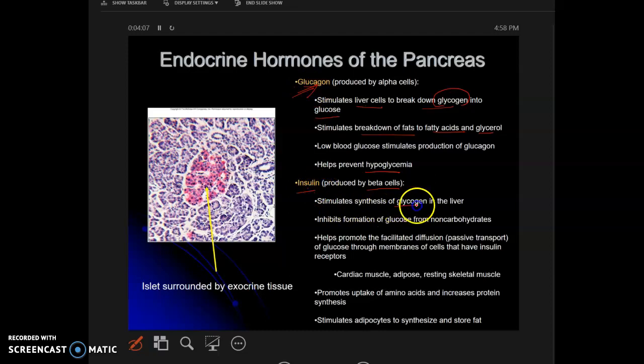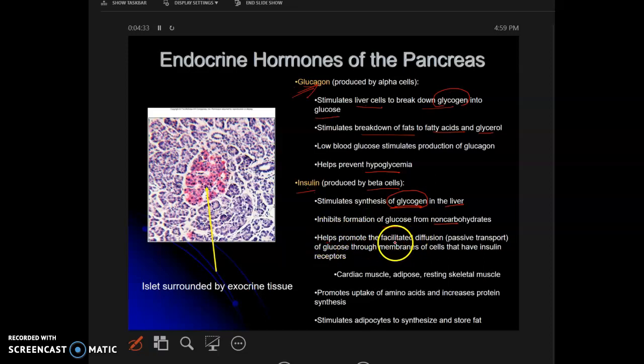This will stimulate the synthesis of what? Glycogen. So when you have eaten, blood glucose is high, you are going to store it away in the form of glycogen in the liver or in the muscles. It also inhibits the formation of glucose from non-carbohydrates. Now you can conserve your protein and you can conserve your what? Fat, right?